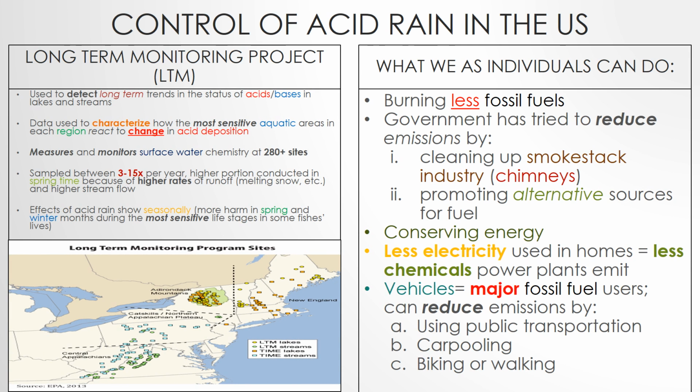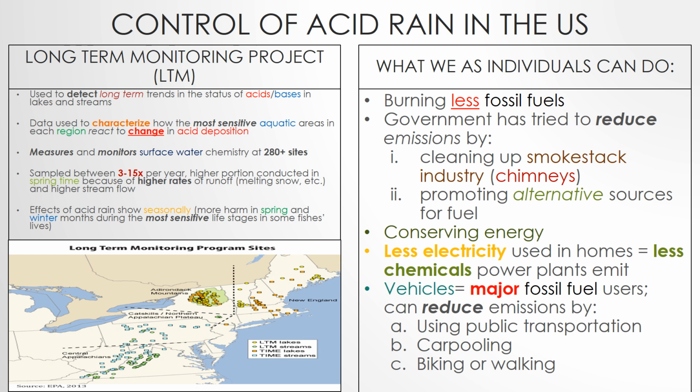Okay, how is acid rain controlled in the United States? For example, the government has a lot of different programs implemented to monitor and control acid rain. One example is the long-term monitoring project. It's used to detect long-term trends of the status of acids and bases in lakes, streams, marshes, rivers, etc. The data is used to characterize how the most sensitive aquatic areas in each region of the U.S. react to changes in the deposition of acid.